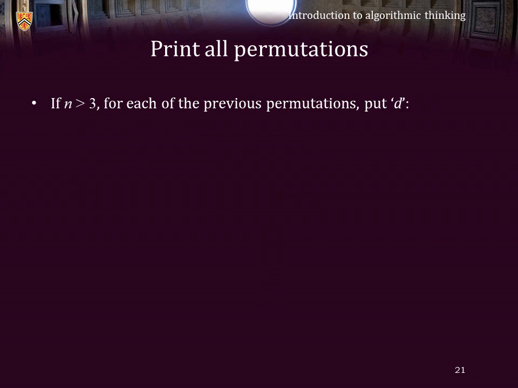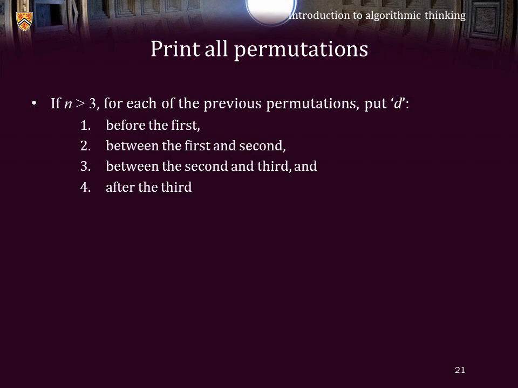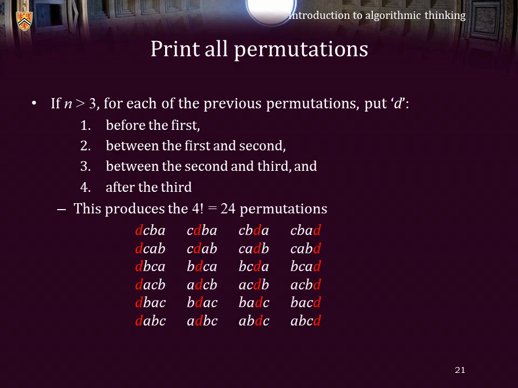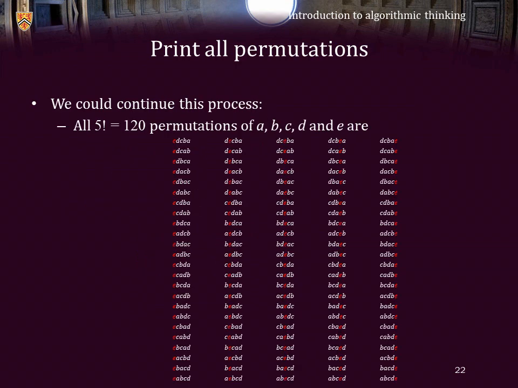If the number of objects is greater than 3, then we will carry on by putting D first before the first letter, then between the first and the second, then between the second and the third, and then after the third letter of each of the permutations from the previous step. So this produces all 24 permutations of 4 letters. We could carry on this process. This is all 120 permutations of the letters A, B, C, D, and E.